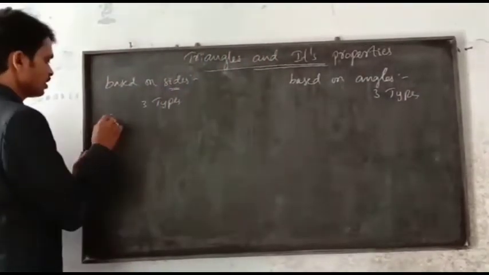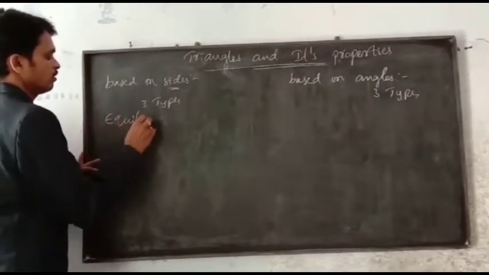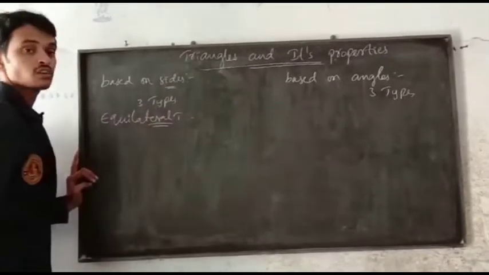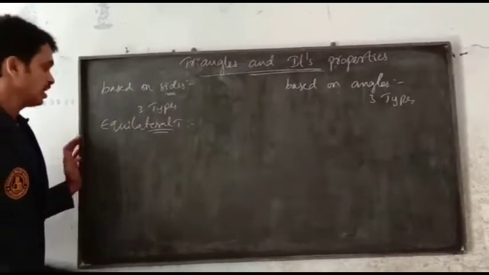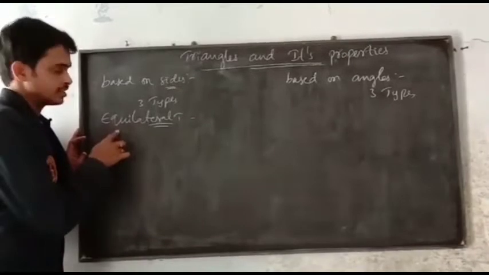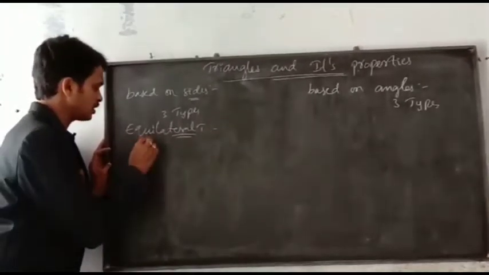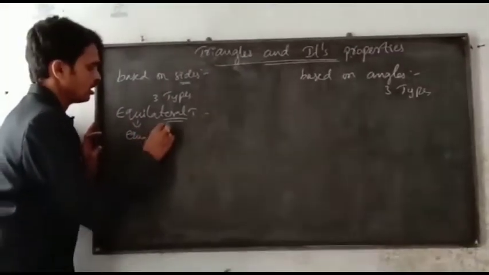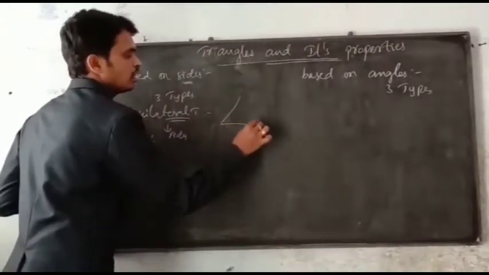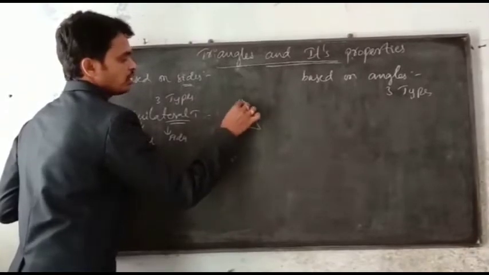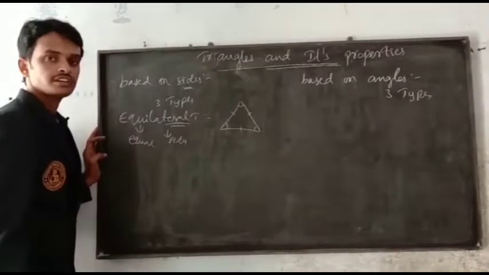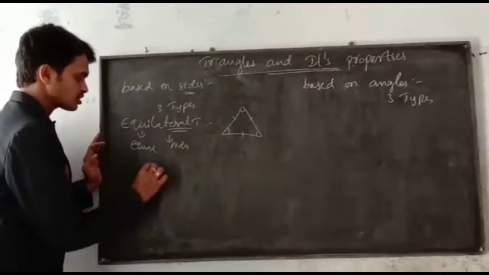First one is the equilateral triangle. Equilateral is nothing but equal sides; lateral means sides. All sides are equal. In a triangle, if all sides and all angles are equal, then it is said to be an equilateral triangle. Next, isosceles triangle.